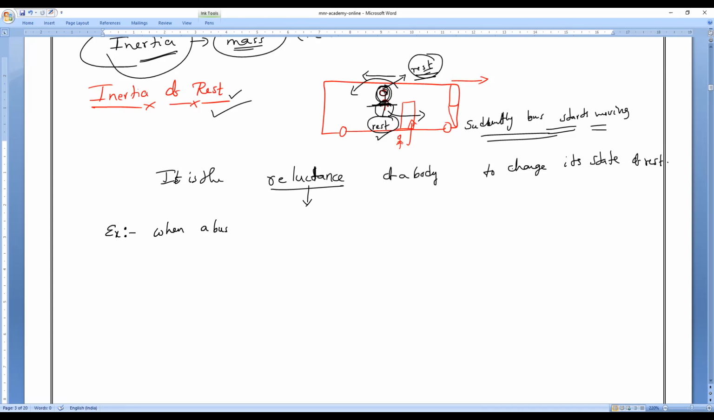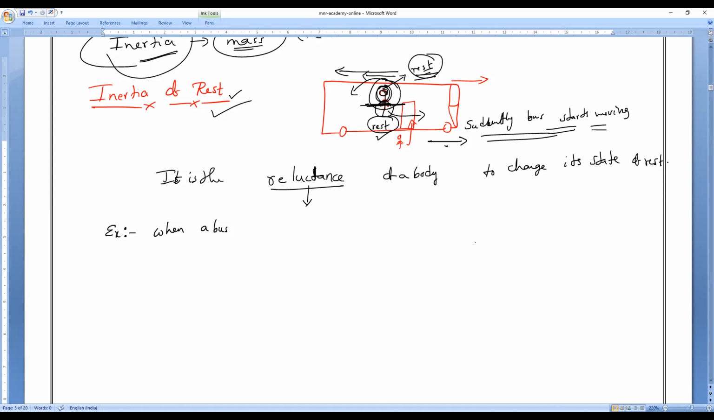But suddenly, when the bus will start moving forward, our lower part of the body will attain the motion, but the upper part is still at rest. So what will happen? Our upper part will appear to be falling in the backward direction. Clear? Yes, sir. That is due to inertia, sir. Yeah, due to inertia. That is the reason.